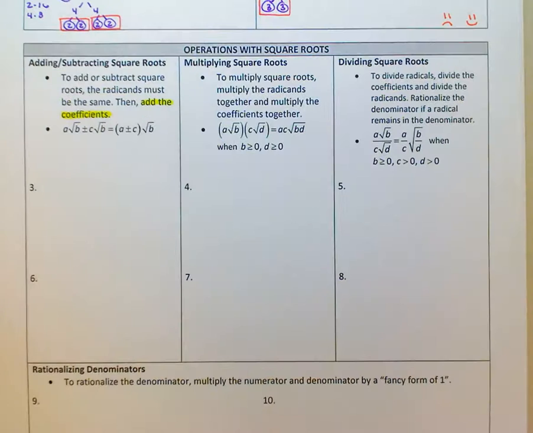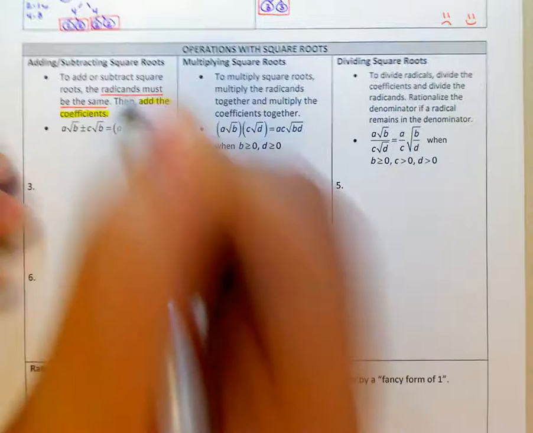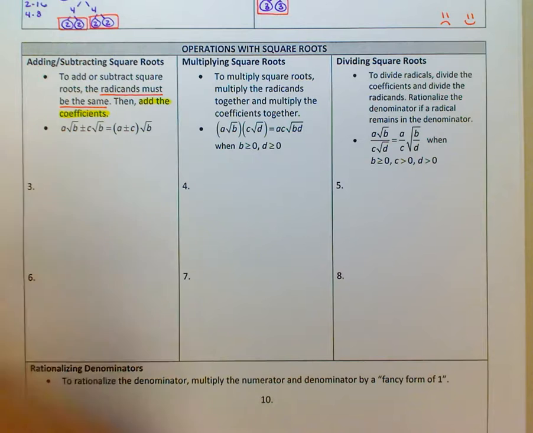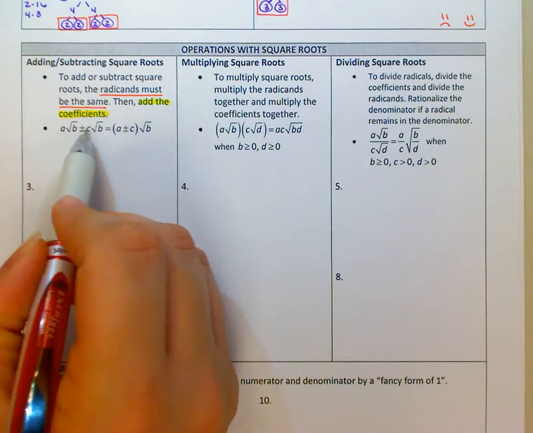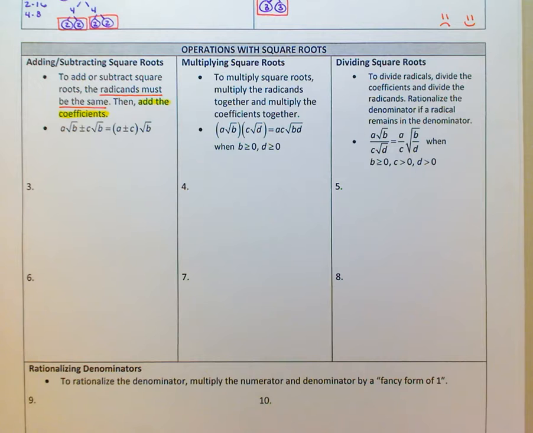Okay, they have to be the exact same radical. If the radicands are not the exact same, you cannot add them. So if you look here, notice I'm just adding the a and the c because the square root of b is the same. It has to be the same exact square root.